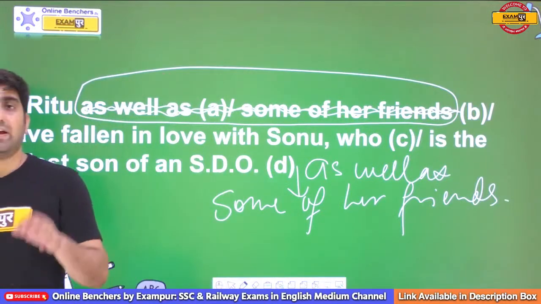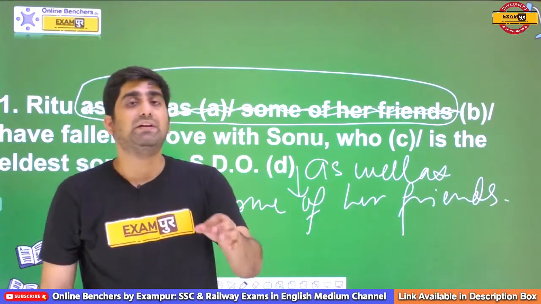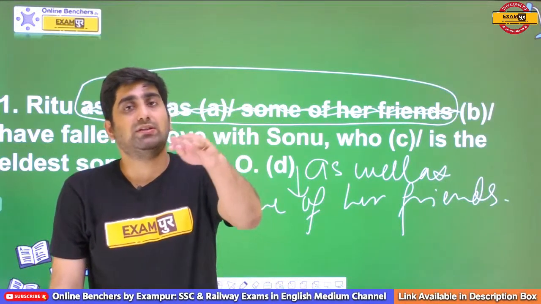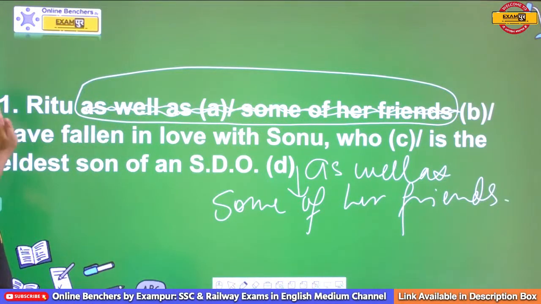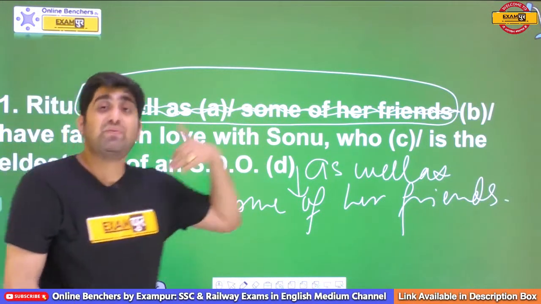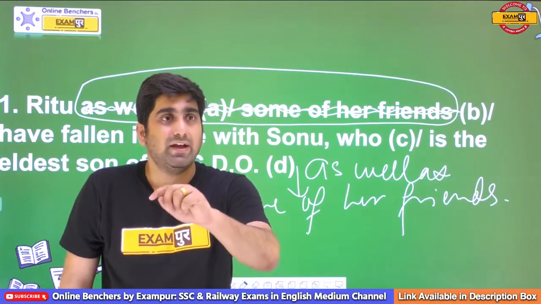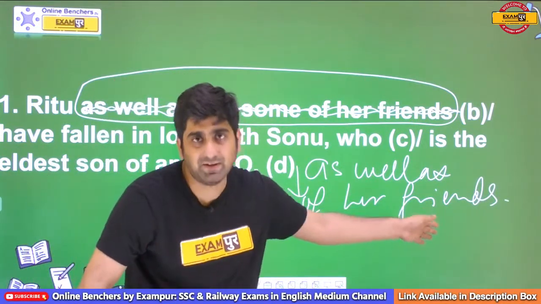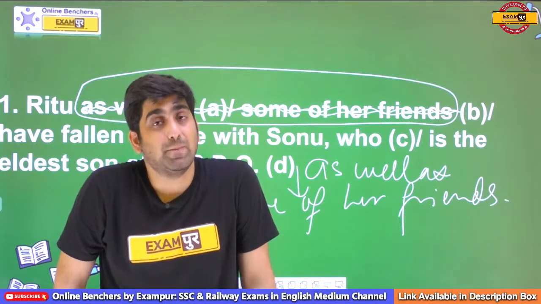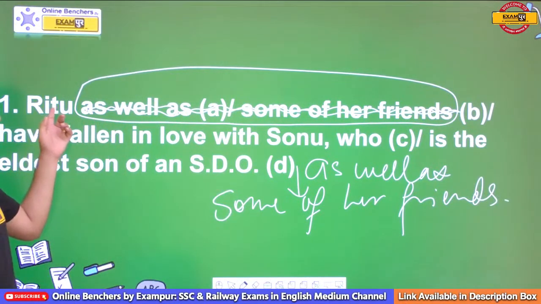then guys, read this sentence, and if you ask me the reason why I have put this part at the end, it is because it was a completely independent part. You can put it in the beginning, in the middle, or at the end. It is up to you. Then the sentence becomes, 'Ritu have fallen in love with Sonu, who is the eldest son of an SDO, as well as some of her friends.' Now what do you mean by who has fallen in love with Sonu? Ritu. And likewise Ritu, there were a lot of girls, I mean Ritu's friends, who have fallen in love with Sonu. But in the sentence we are majorly talking about Ritu, hence the verb will agree with the subject Ritu.